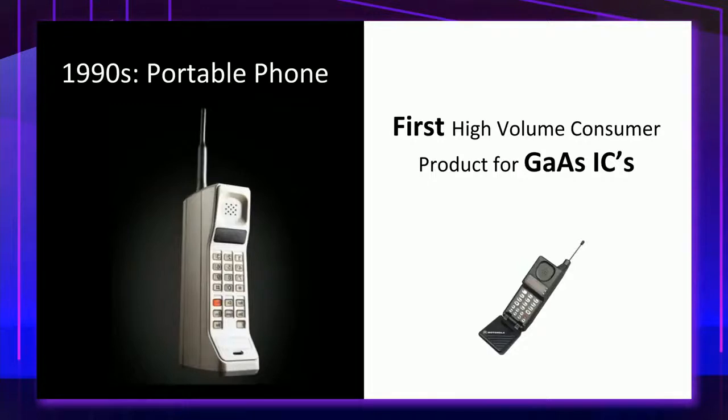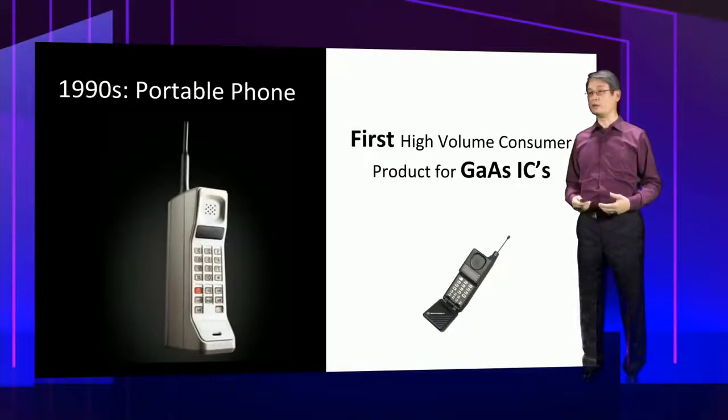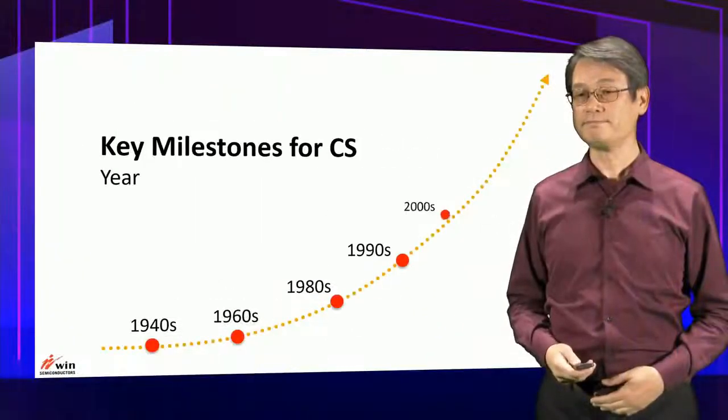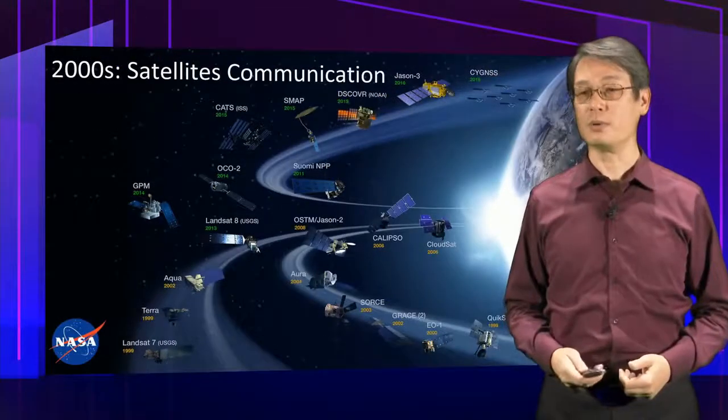Mobile phones were the first consumer product which brought gallium arsenide ICs into true volume production. Even now, we estimate around 50% of gallium arsenide ICs are still used for smartphones. Compound semiconductors are also widely used in satellite communication, in both space and ground terminals, for transmitting and receiving signals. Compound semiconductors certainly help make commercial satellites possible.